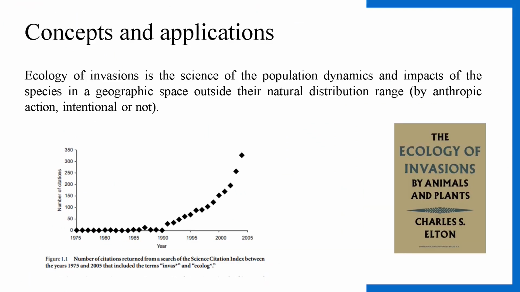So first of all, I will bring some concepts and implications of some terms. And here I'm talking about the ecology of invasions. This science is about the population dynamics and impacts of species in a geographic space outside their natural distribution range, of course by anthropic actions, being intentional or not. And this subarea of ecology is growing fast and largely all over the world because we see more of the impacts of introduced species on biodiversity and in economic terms. So obviously we'll study more about this.